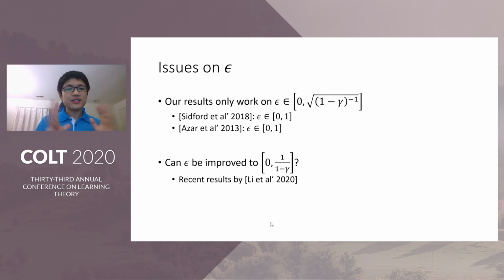So there are subtle issues on the epsilon though. As you can see in the theorem, we require epsilon to be between 0 and the square root of 1 over (1 minus gamma). In fact, the value can be as big as 1 over (1 minus gamma), so this epsilon range is not the full range. But it is actually improving on other papers. For instance, in previous papers epsilon is only between 0 and 1. So the full range is 0 to 1 over (1 minus gamma). So this was an open question. However, it has been solved recently by a paper by Li et al.